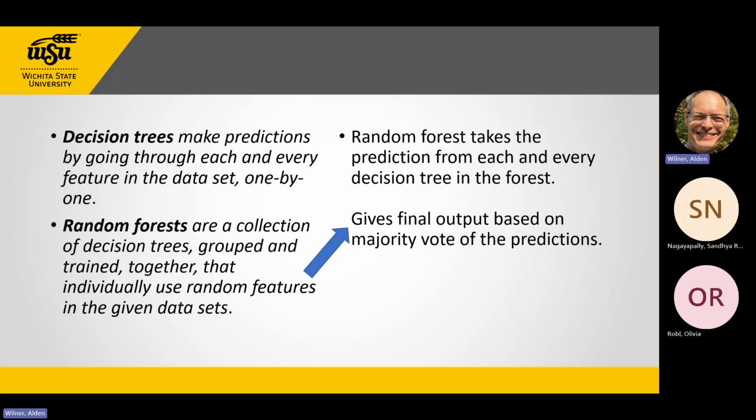A decision tree makes predictions by going through each and every feature in the data set one by one. The random forest, on the other hand, takes a collection of decision trees that individually use random subsets of our data set, random sets of features, random data points, right? So the random forest takes a prediction from each and every decision tree in that forest, and then based on a majority vote of what the decision trees say, it gives you its output, its prediction.